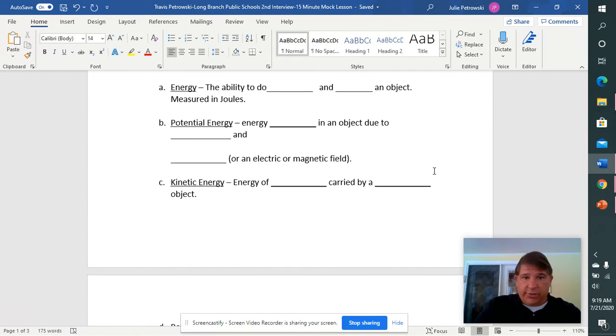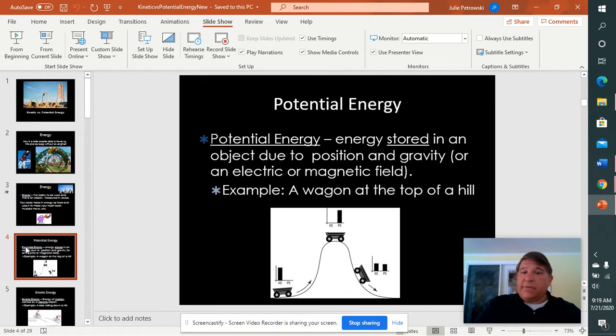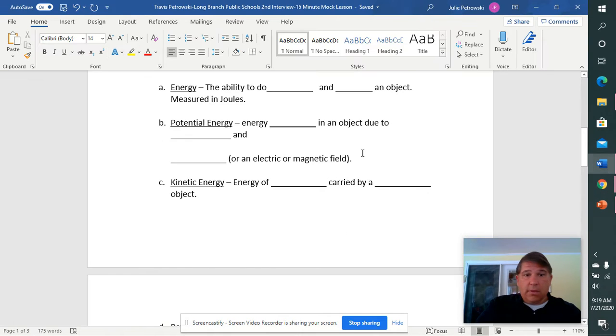Okay, now potential energy is the energy blank in an object due to blank and blank. Let's check that one out, okay? Potential energy, energy stored in an object due to position and gravity. So, energy stored in an object due to position and gravity is potential energy. Bob at the top of the hill.